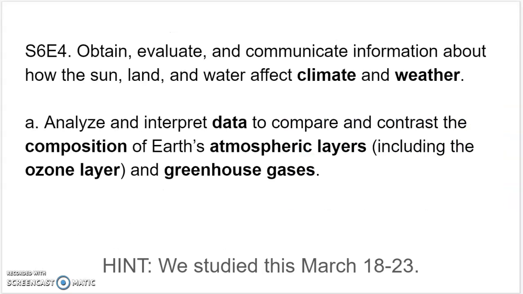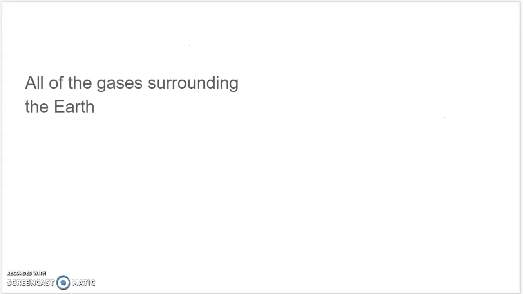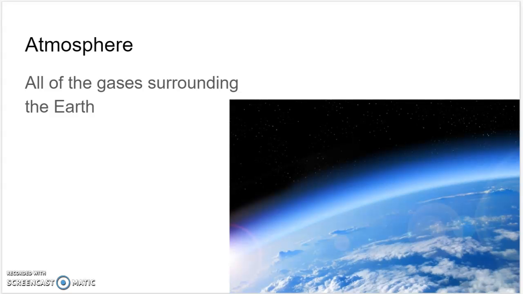And these are the words from the first 3 standards of our unit, first 3 of 5. The first standard is talking about the atmosphere, atmospheric layers, including ozone, including greenhouse. And we went over this that first week or so of our break. So first, what do we call all of the gases surrounding the Earth? We call that the atmosphere. And here's a picture of the atmosphere.